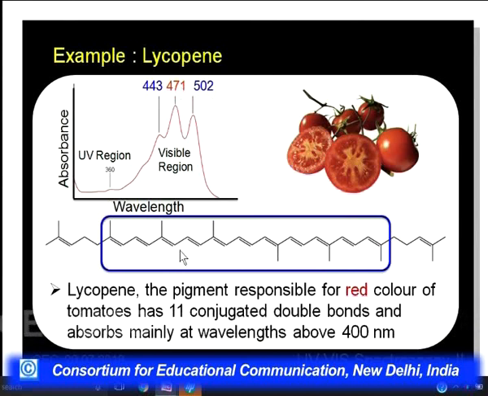That means there are two things over there. One, there are a number of double bonds which are conjugated, and secondly there are certain substituents which also affect the lambda max. We will talk about this a little later.